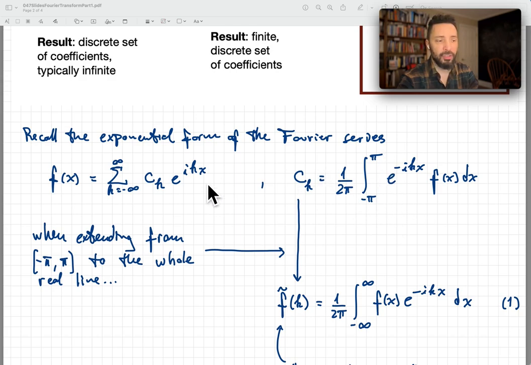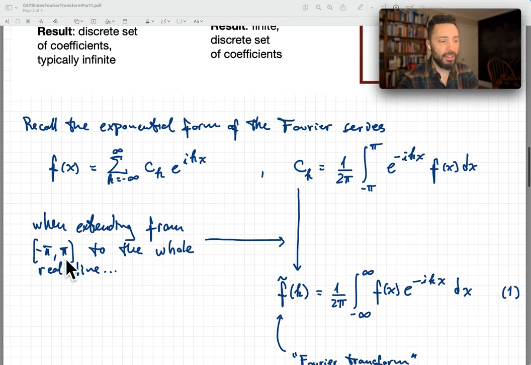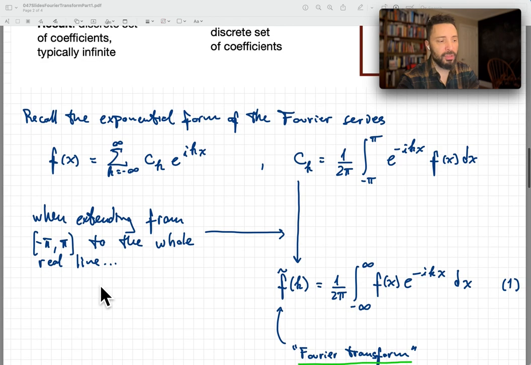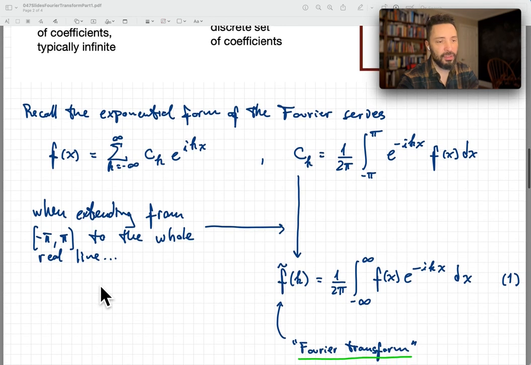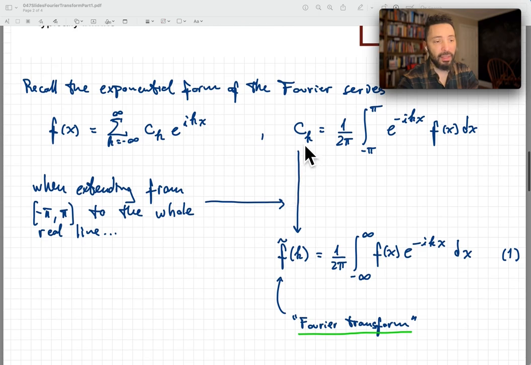This can be transformed and put into whatever shape you want for a finite interval. Now, we're interested here in what happens if the function is not just defined in minus pi pi, and doesn't repeat itself outside that interval, but actually has a whole profile that goes from minus infinity to infinity. So what happens when we want to extend this concept from minus pi to pi to minus infinity to infinity?